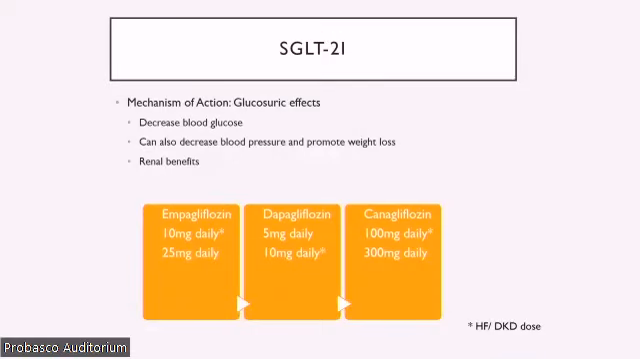So we'll go into a little bit of pharmacotherapy here, pharmacology. So our SGLT2 inhibitors act by increasing glucose excretion in our urine. So we're blocking the reabsorption of glucose back into the blood. We know that we've seen in studies that this can also decrease blood pressure and promote weight loss. And we will talk about some of the renal benefits that we've seen in our studies as well. So here are the 3 with proven cardiac benefit: empagliflozin, dapagliflozin, and canagliflozin. And the highlights, the little stars right there, are next to our heart failure or diabetic kidney disease doses.